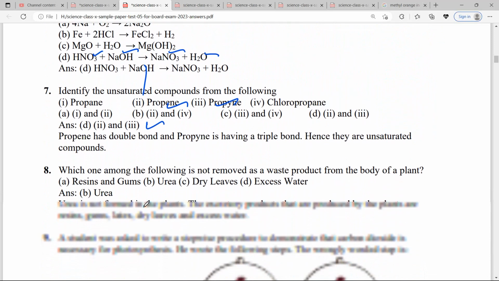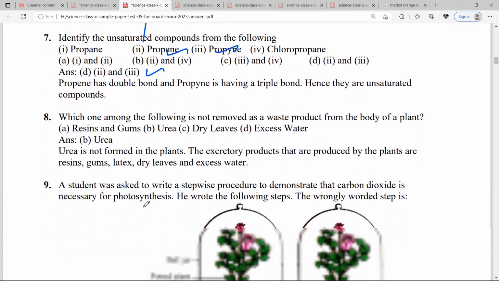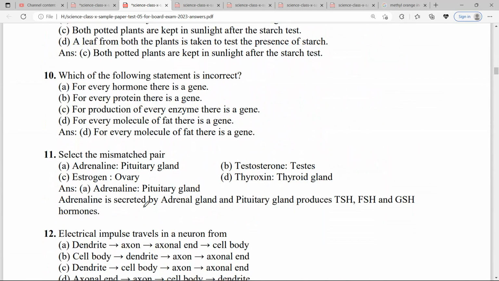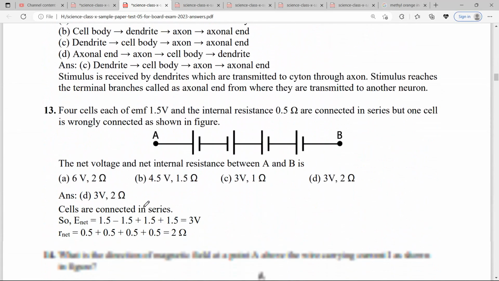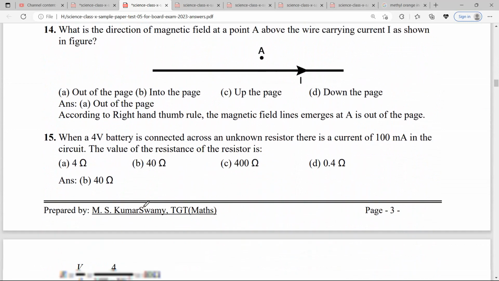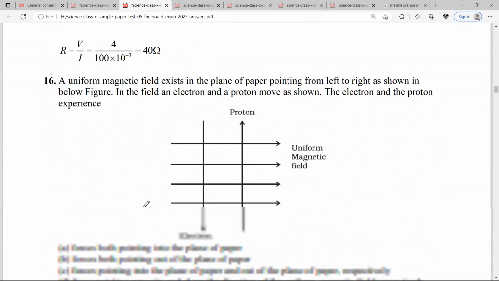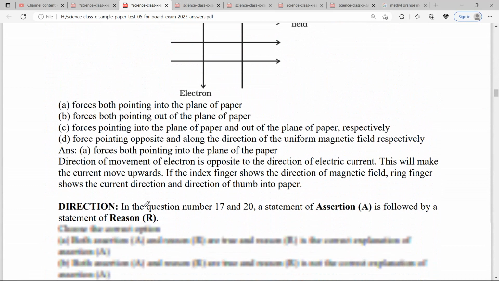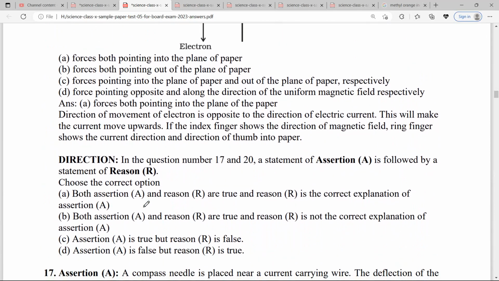Which one? Okay. Biology. Then we have to go for section B. Assertion and reason is there, no?